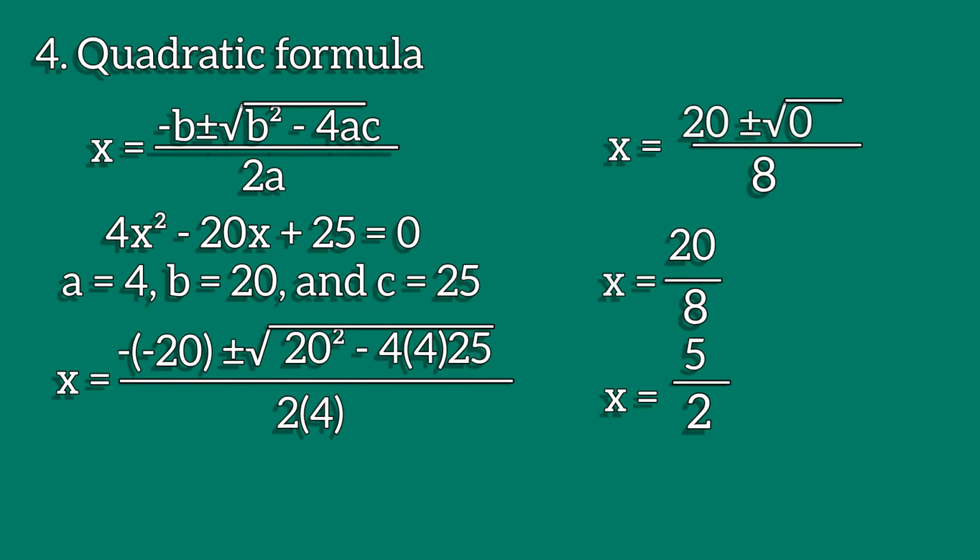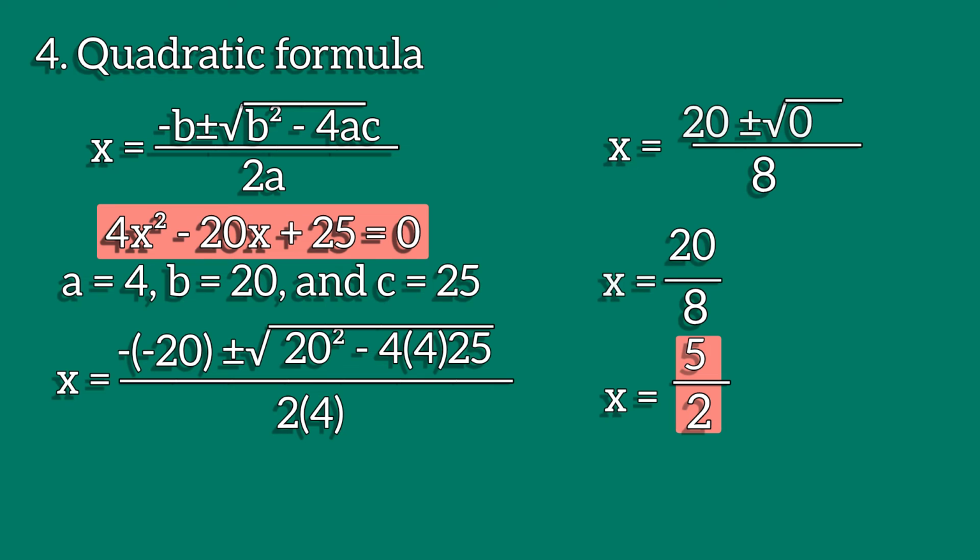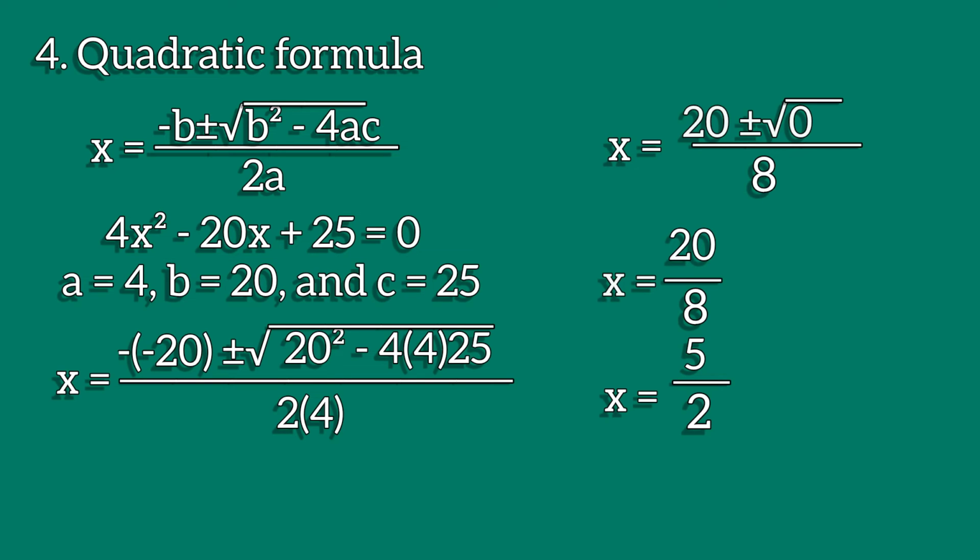To check if your solution is correct, you can substitute the answer 5/2 to the original equation. To learn more about how to check if the solution is correct, you can watch my part 2 video on factoring quadratic equations.